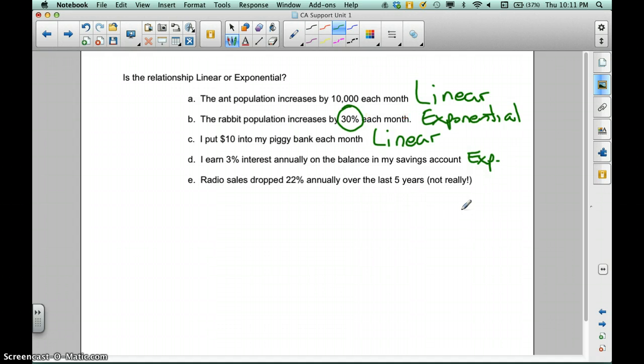And I'll just abbreviate. The last one says radio sales dropped 22% annually over the last 5 years. I made this one up. I have no idea what radio sales dropped or didn't over the last 5 years. But if it's 22% that it's changing, is that a linear or an exponential relationship? It's exponential because it's a percent of some number, and that number will change from year to year.